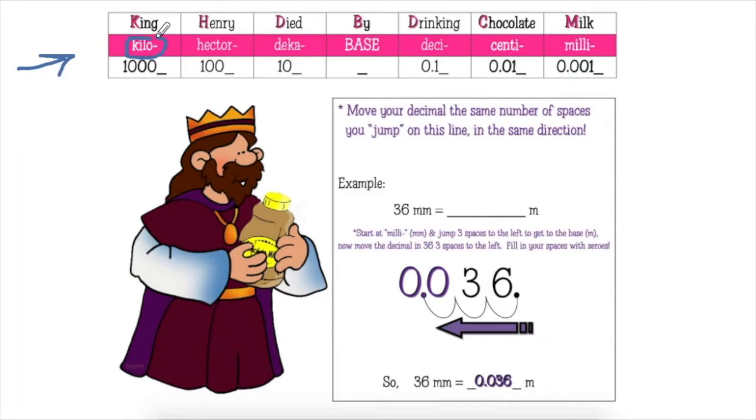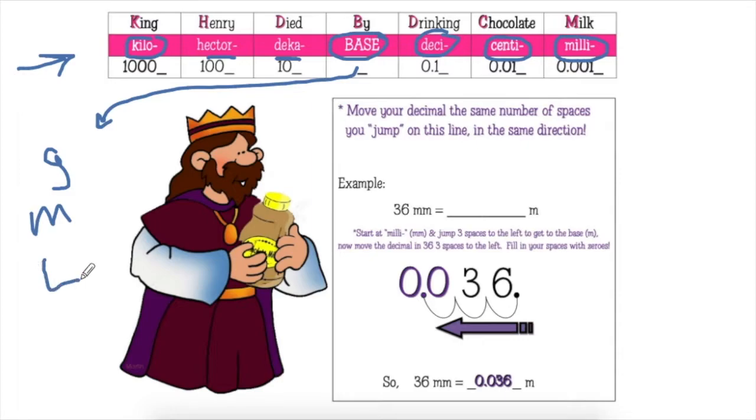So we've got kilo, deci, centi, and milli. Now, hecto and deca we haven't dealt with yet, so that's okay, but they're going to keep them on this table. And when they're talking about base, they mean gram, meter, and liter are the base. Those are the base level for those units.